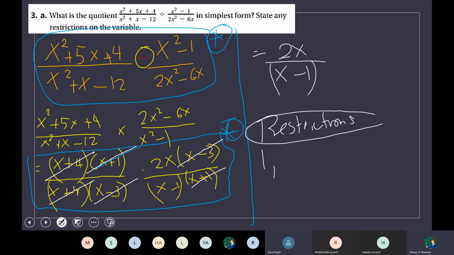Yes, Sarah. 2. 1. Negative 4. Negative 4. Thank you. And 1. Negative 1. A negative 1 and 3. 3. Thank you. Is it only? No, there is still 0.